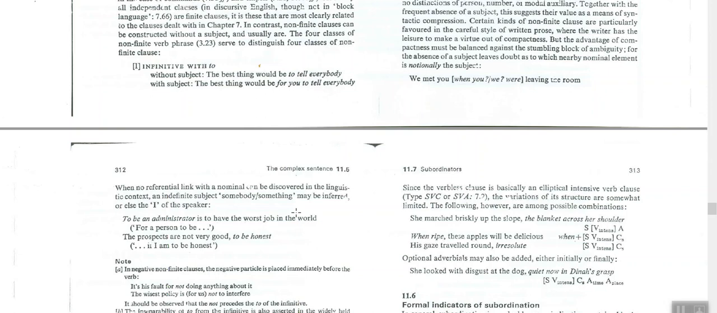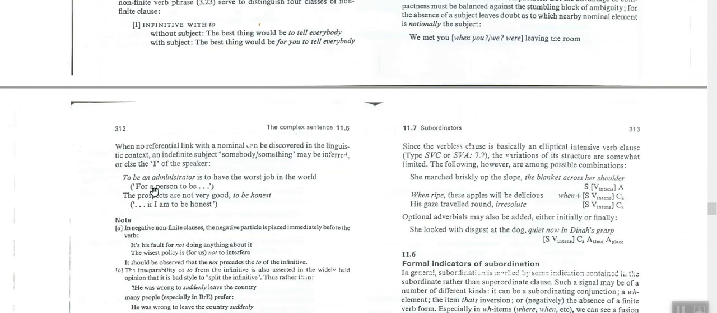So it can be inferred from the sentence, from the situation. What is implicated here? What is intended here? What is the subject? Somebody, something, or else I of the speaker. Sometimes I. Okay. So here we have what? To infinitive. To be an administrator is to have the worst job in the world.